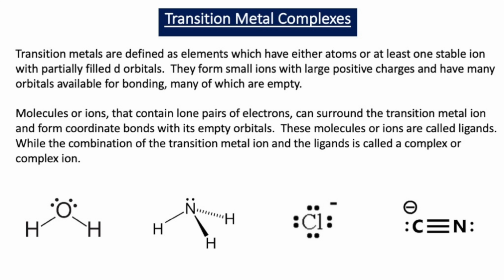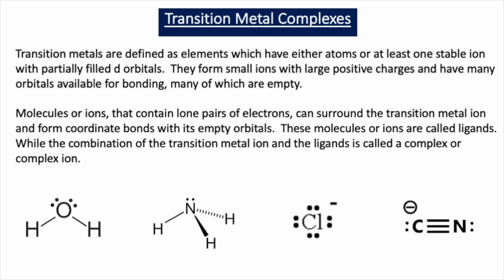We're going to learn in this lesson that the colour is to do with the transition metal complex that forms. And to help us understand this, we're first going to recap what we mean by the term transition metal complex. In previous lessons, we've learnt that transition metals are defined as elements which have either atoms or at least one stable ion with partially filled d orbitals. They form small ions with large positive charges and have many orbitals available for bonding, many of which are empty.